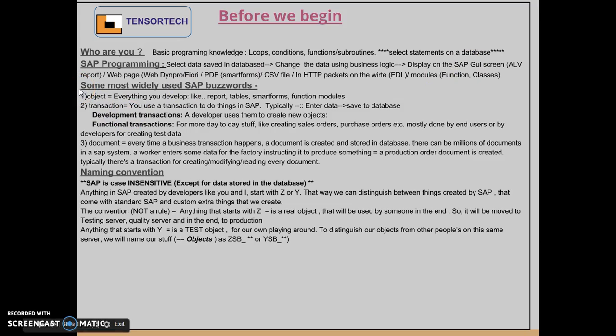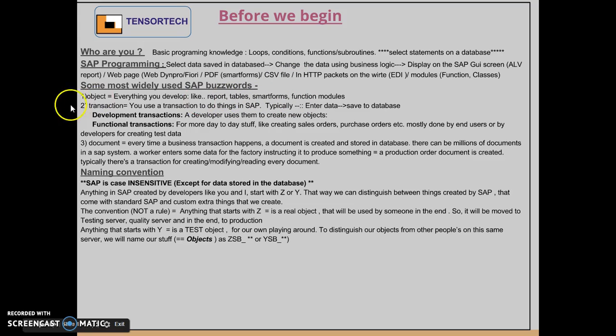Now, let's go to some of the words you'll hear all the time when people talk about SAP. There's nothing complicated, very simple. One thing you'll hear is object. What is an object? Well, whatever you develop as a developer in SAP are objects. Be it reports, we spoke about reports. You might make web pages, you might make SmartForms, which are PDFs, a program to write CSV, etc., etc. They're all objects.